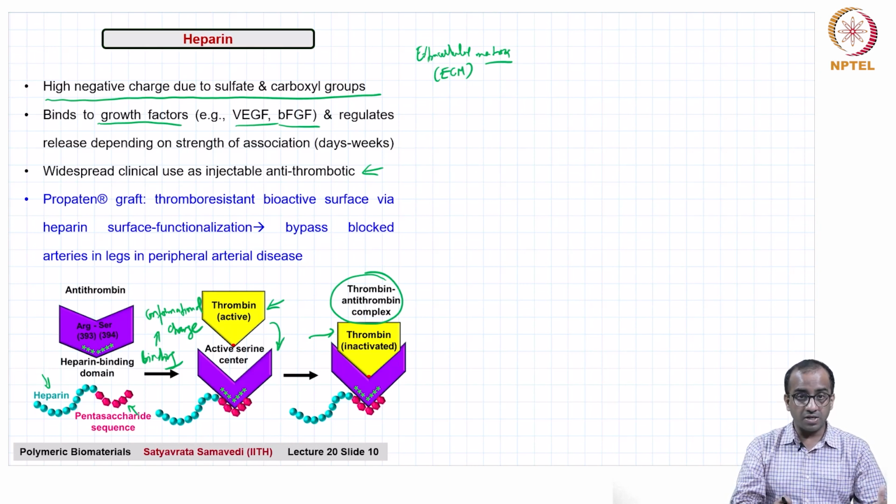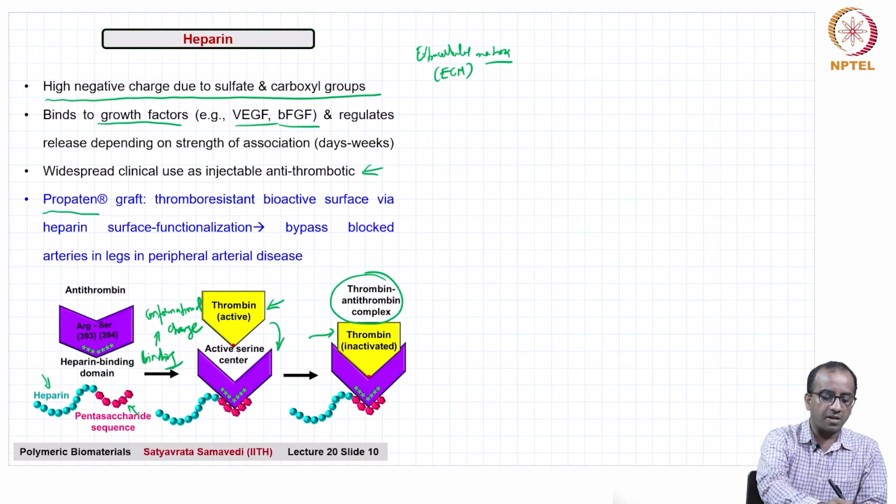So you see the sequence of steps that leads to this: the negatively charged pentasaccharide sequence binds to the positively charged heparin binding domain on antithrombin, and it's important that that binding happens because that binding leads to a conformational change in antithrombin, which is the only way the antithrombin can take in the thrombin and form the complex to inactivate it. So this is the mechanism broadly through which heparin exerts its antithrombotic effects.